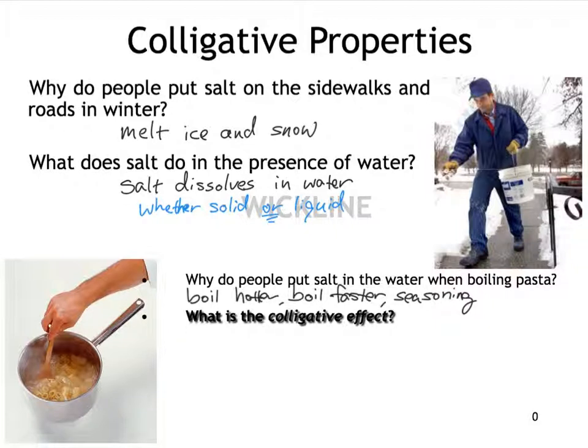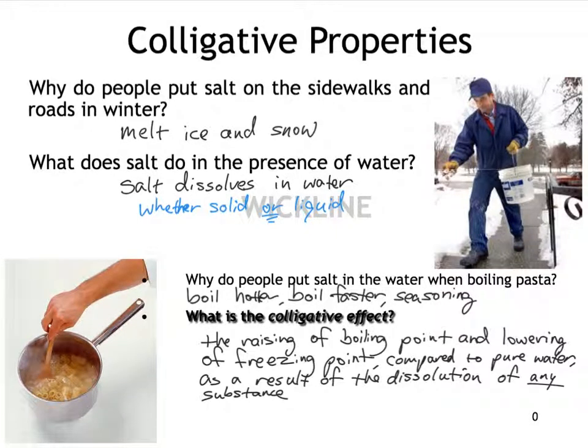So the colligative effect's definition is here. The raising of boiling point and the lowering of freezing point compared to pure water as a result of the dissolution of any substance. This graphic will help you understand. So for pure water, we know that it freezes at 0 and boils at 100, at least for Celsius. And that gives you a space of 100 degrees during which the water is liquid. However, if you were to dissolve any substance in the water, it would freeze at a lower temperature and boil at a higher temperature, just like this graphic demonstrates.